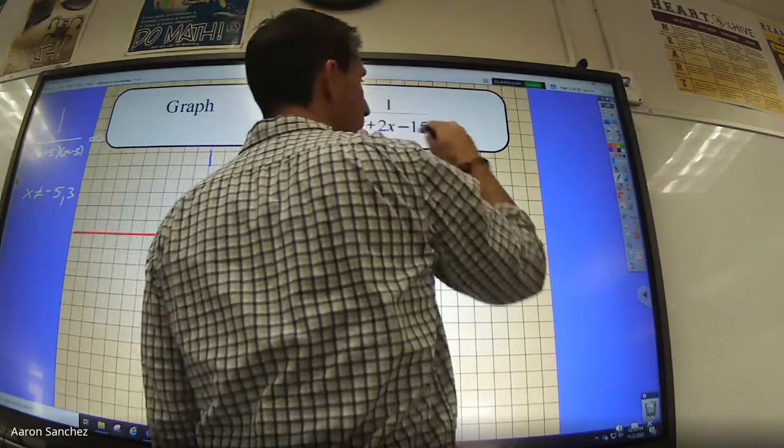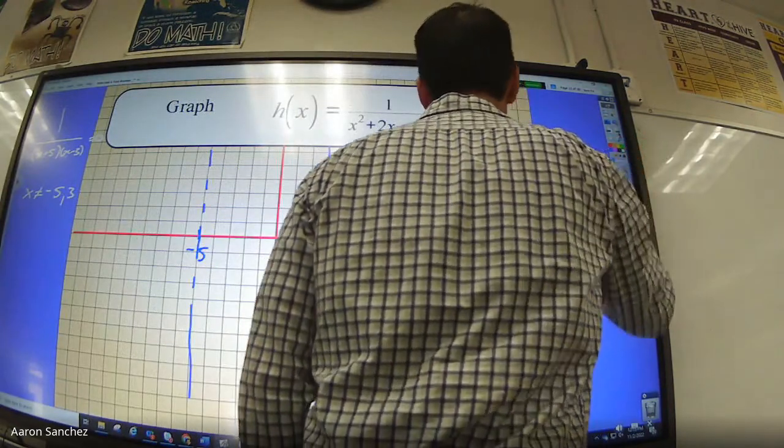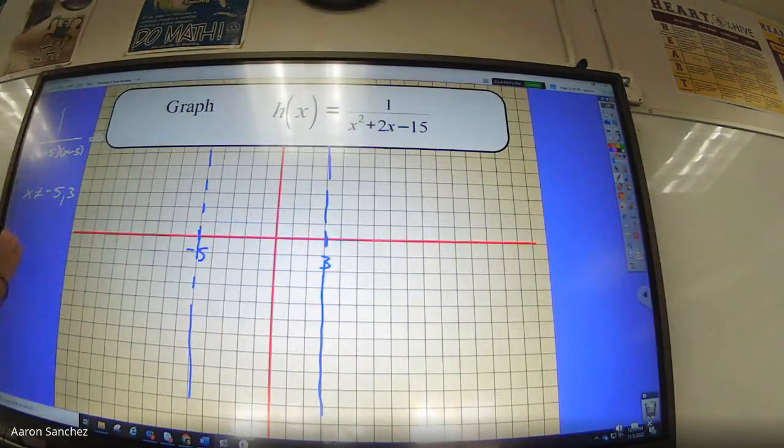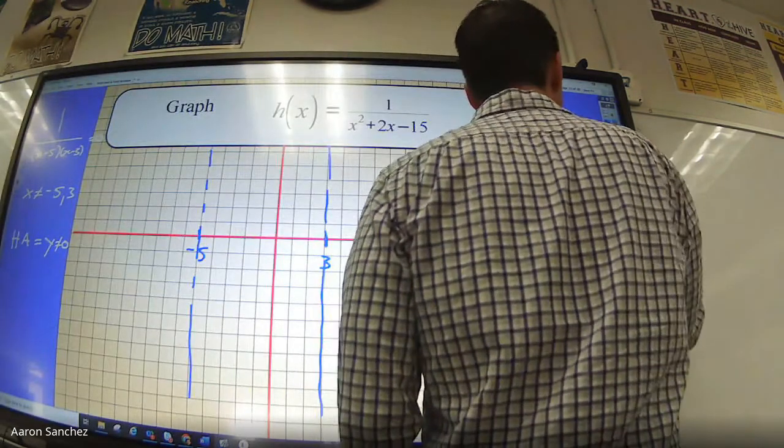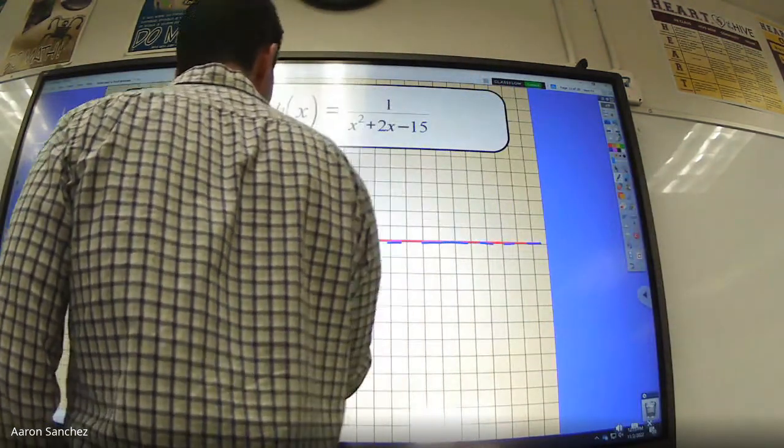M is smaller than N. So my horizontal asymptote is the x-axis, where y cannot equal zero. So we go here.